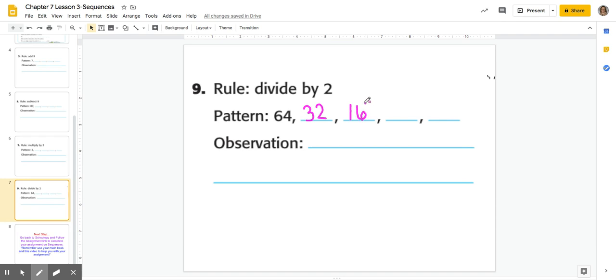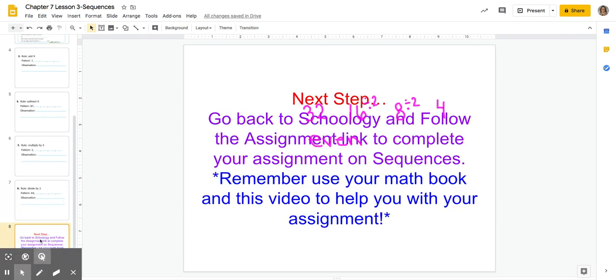Now we should be able to do these. 16 divided by 2 gives us 8. This one's an easy one. 8 divided by 2 gives us 4. And the easiest observation about this one, all our numbers are even. That's all there is today. It's just some bigger vocabulary.